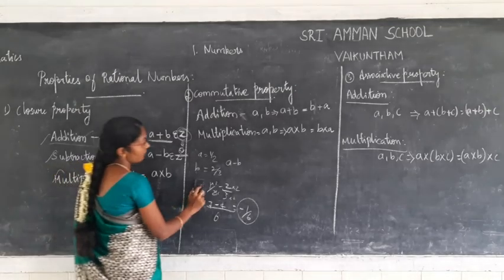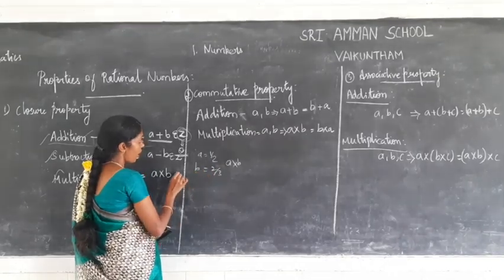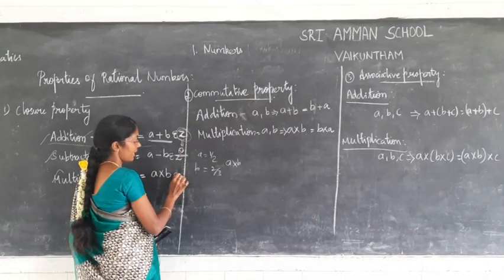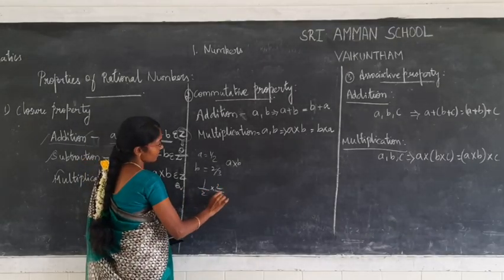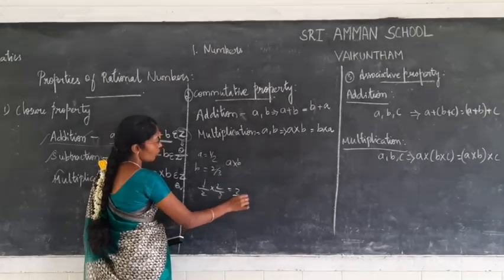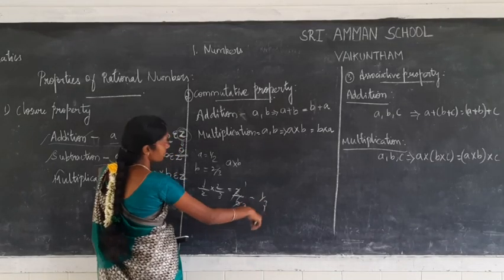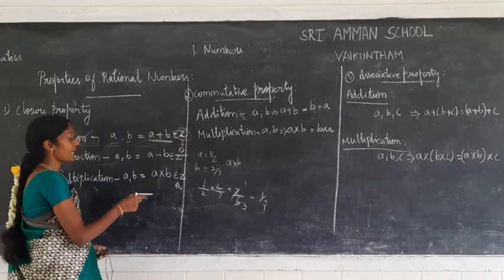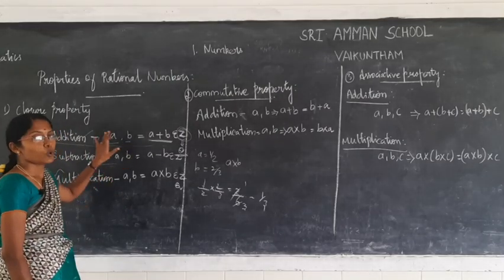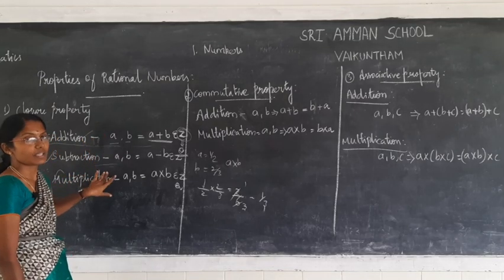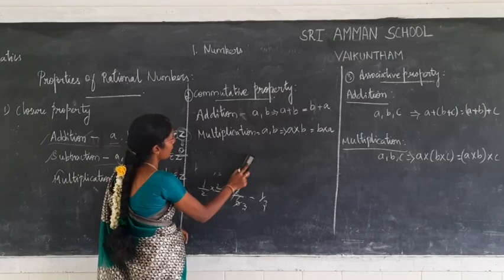Next, multiplication. Likewise, for any two rational numbers a, b, a into b belongs to Q. 1 by 2 into 2 by 3 is equal to 1 into 2 over 2 into 3, which is 2 by 6. If you simplify, it is 1 by 3. So it also satisfies. For any two rational numbers a, b, the closure property satisfies addition, subtraction and multiplication. Clear?